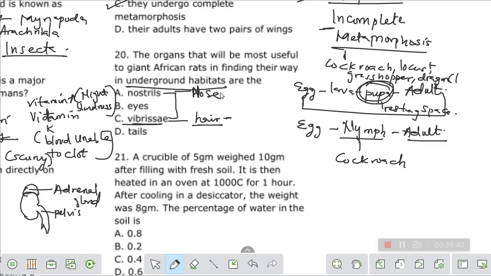Now this question is a calculation. A crucible of 5 gram meter weighed 10 gram meter after filling with fresh soil, right? It is then heated in an oven at 100 degrees Celsius. That's what they want to write. They want to write 100 degrees Celsius. So 100.